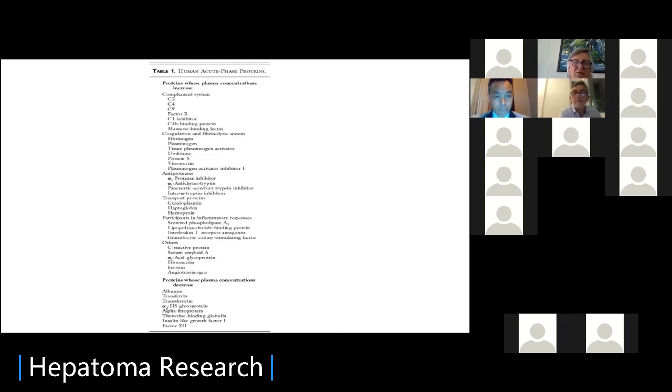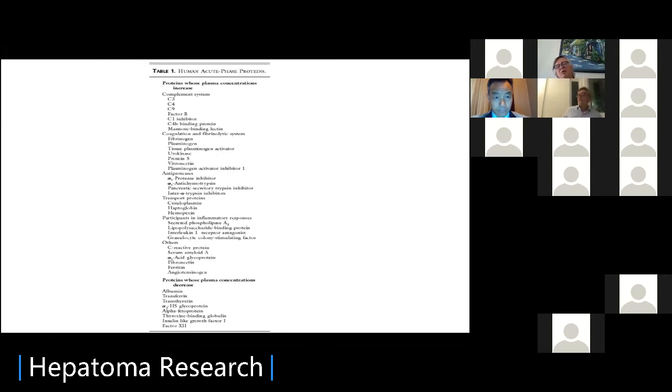This is just, you don't need to read that, but this is just a list of the acute phase proteins which are upregulated during acute phase reaction through the increased synthesis in the liver. And there are also proteins which decrease during acute phase reaction, and the most prominent is albumin. The next slide, just to give you an idea.